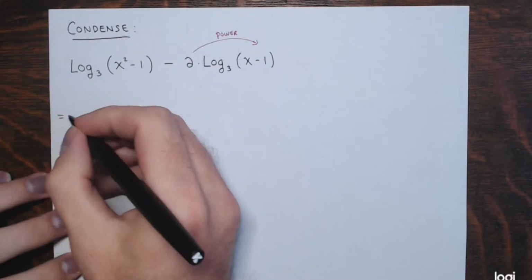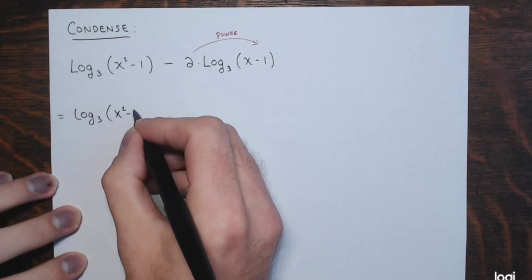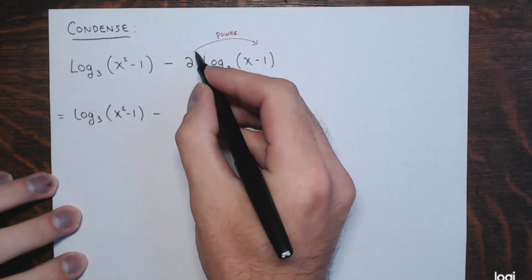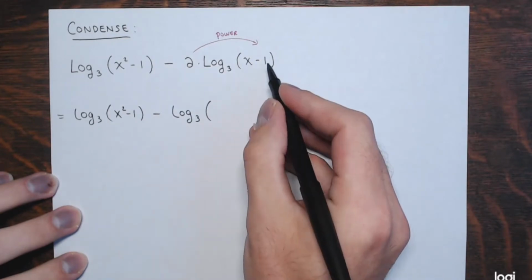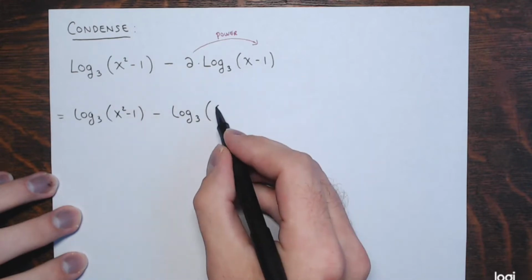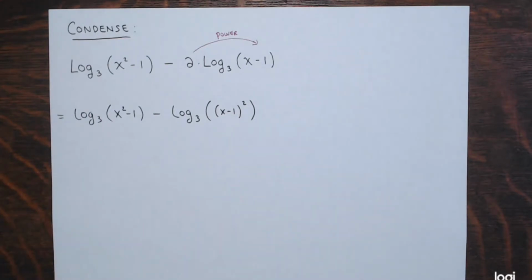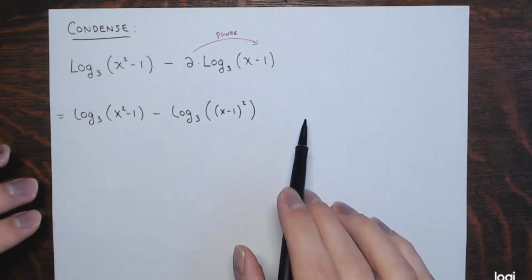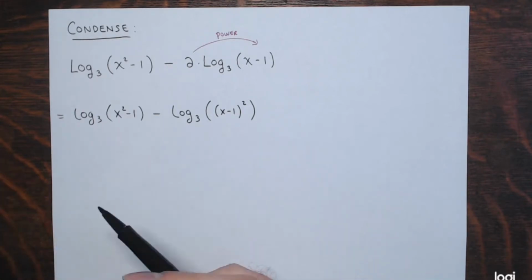So this is equal to the log base 3 of x squared minus 1, minus, and then putting this in as the power here, we have the log base 3 of this whole thing to the second power. So the whole quantity, x minus 1 to the second. So first I'm using the power property. And then I go from left to right, unless there are parentheses or something. But go from left to right and then just use the quotient property and product property as you need them.